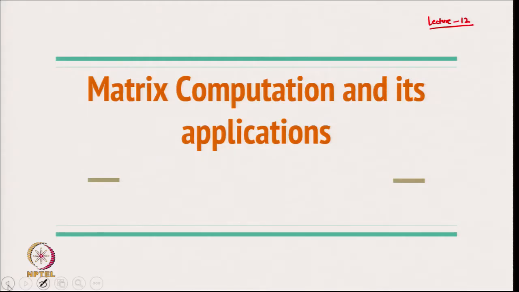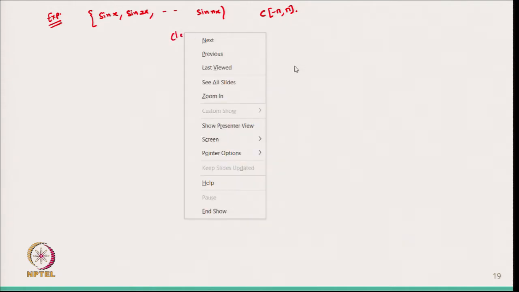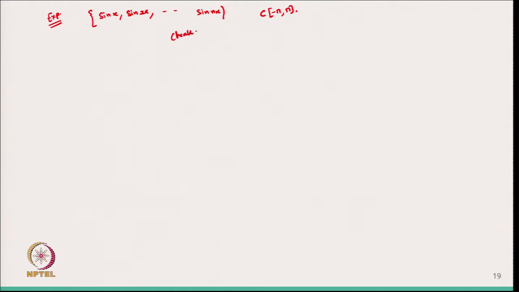So, in the previous lecture we discussed one example: suppose we have a set of vectors sin x, sin 2x up to sin nx, and they belong to the space of continuous functions defined from minus pi to pi, and we want to check whether they are linearly dependent or linearly independent.